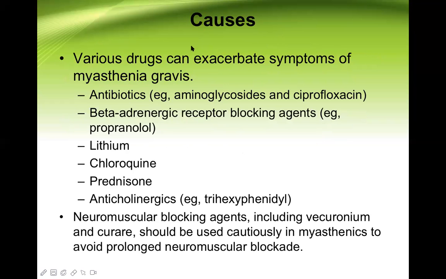Now, various drugs can exacerbate the symptoms of myasthenia gravis, like antibiotics. The important examples are aminoglycoside and ciprofloxacin. When we talk about aminoglycoside, one of the important side effects we have been teaching you is a bit of muscular weakness. At the neuromuscular junction, this aminoglycoside will cause a curare mimicking effect. So let me write that term here for you. Curare mimicking effect.